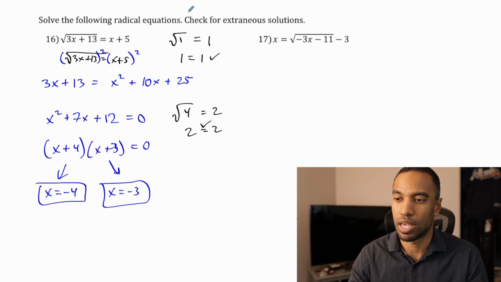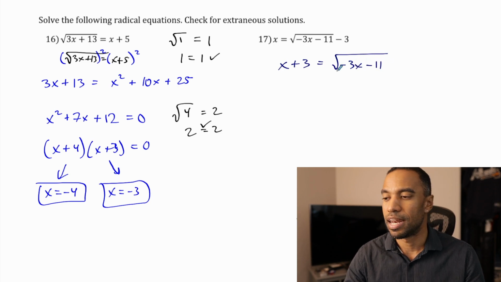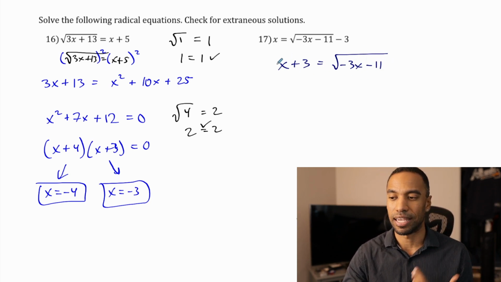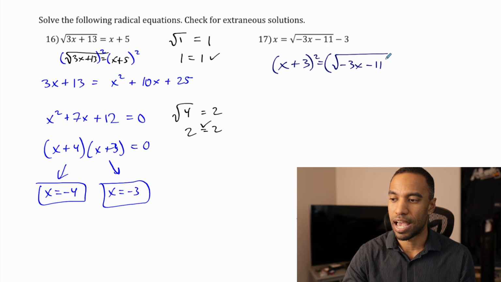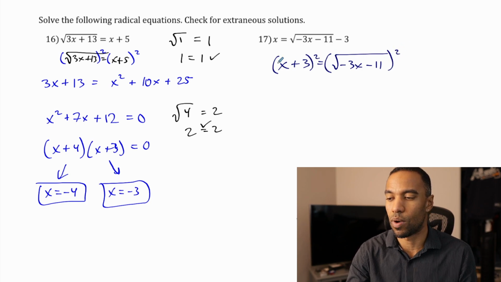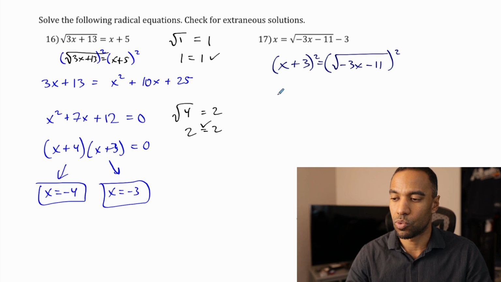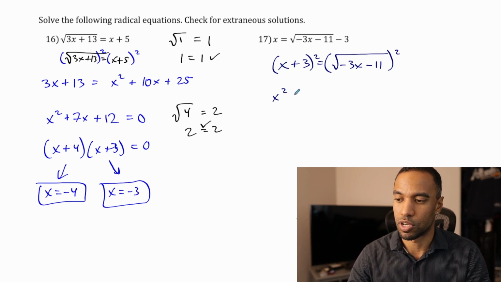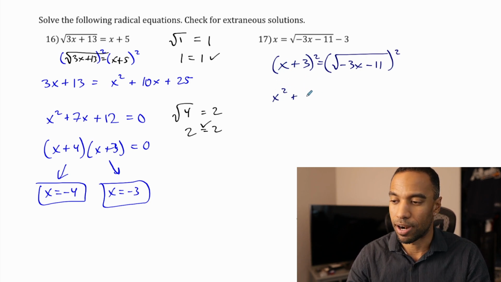So what I'm going to do is add 3 to both sides right here, and I get x plus 3 equals the square root of negative 3x minus 11. And now that I've isolated this radical, I can square both sides here, squared and squared. x plus 3 quantity squared is x squared, square the first term, plus double the product of the two terms here, 3x times 2 is 6x, plus 3 squared is 9.